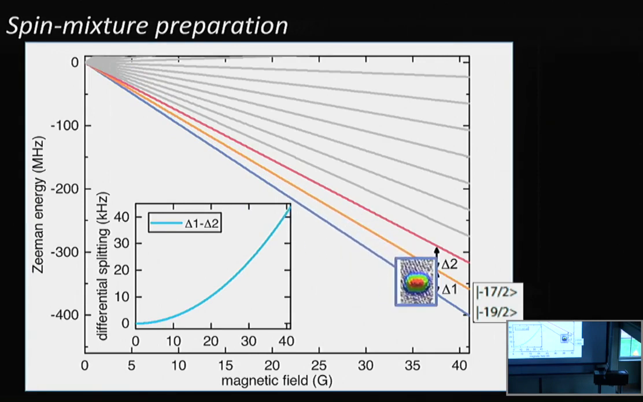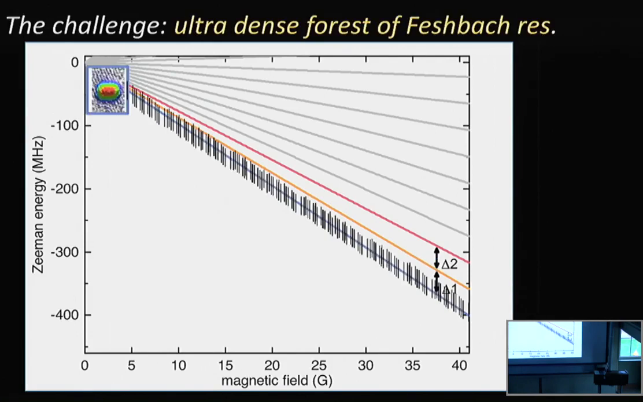And maybe it's promising. However, there is a little problem with this atom, and those are the Feshbach resonances. This is absolutely not to scale. There are many more than this. We have a density of 30 resonances per Gauss.